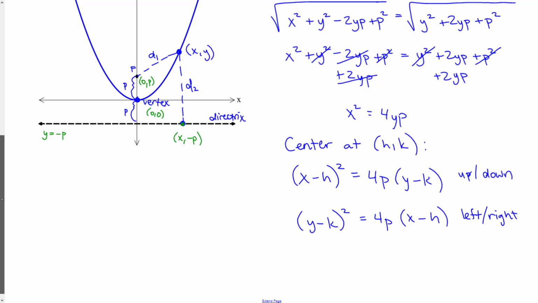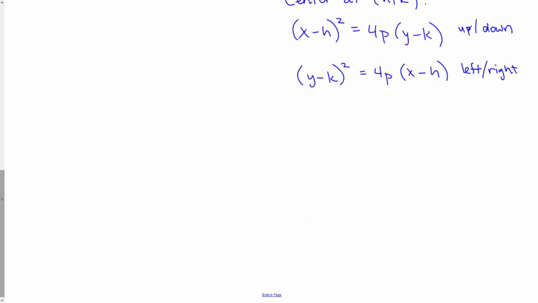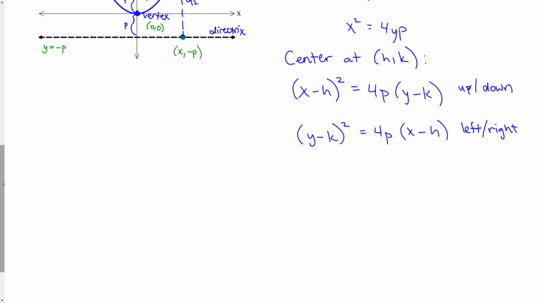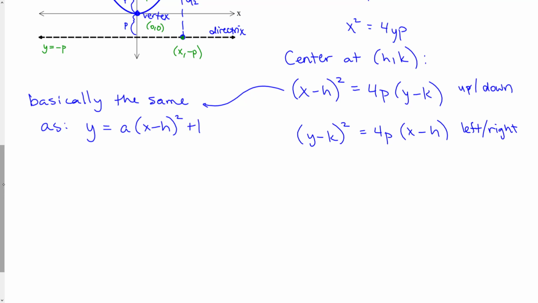Now, this equation that I've just developed is basically the same thing as y equals a times x minus h quantity squared plus k, which is the vertex form of a parabola that you've seen in the past.